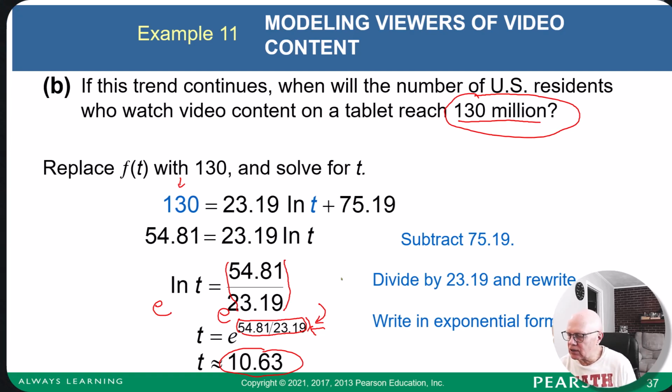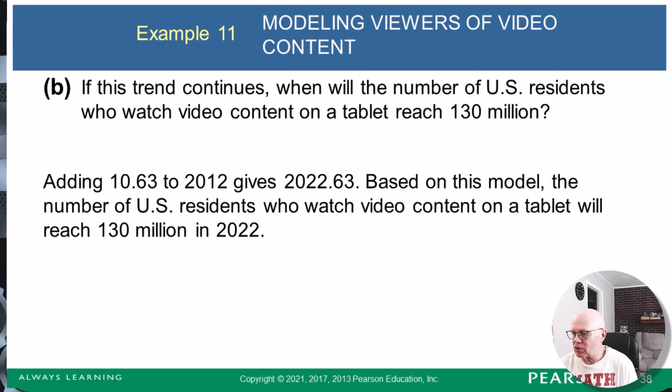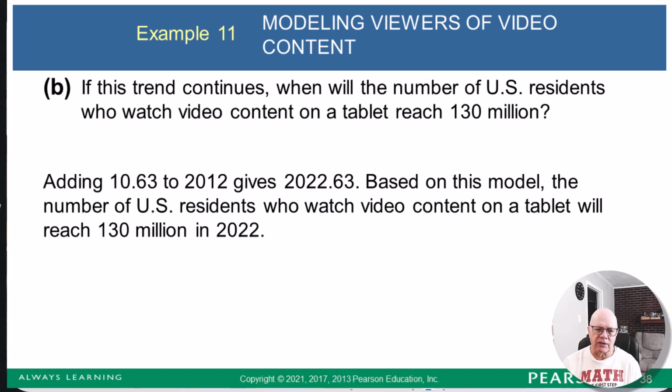So we've got 10.63, that's the number of years after 2012, remember. And that tells us that based on that model, if the model's good, we'll reach 130 million in 2022.